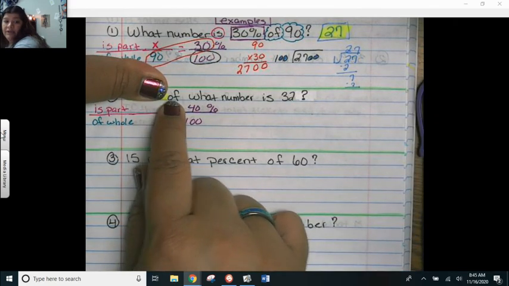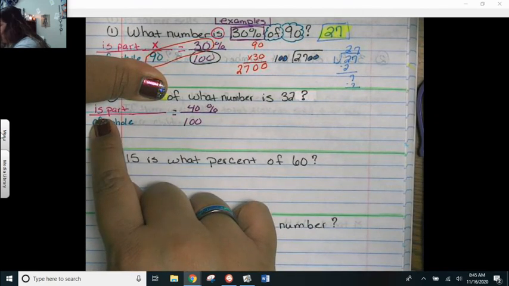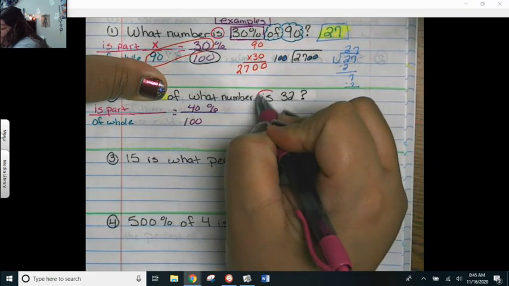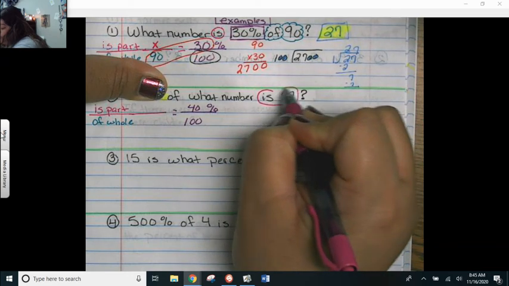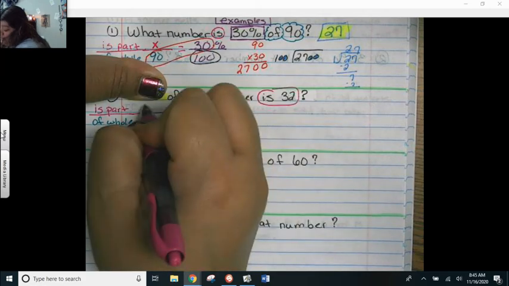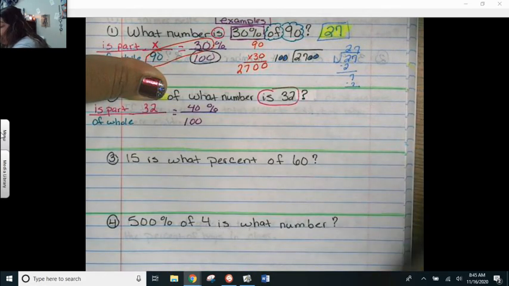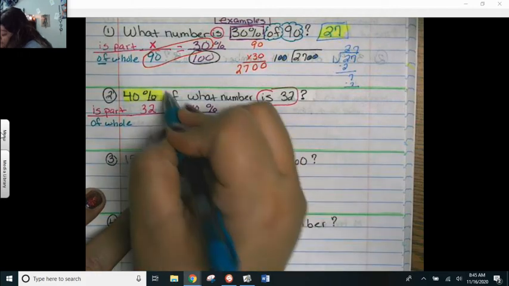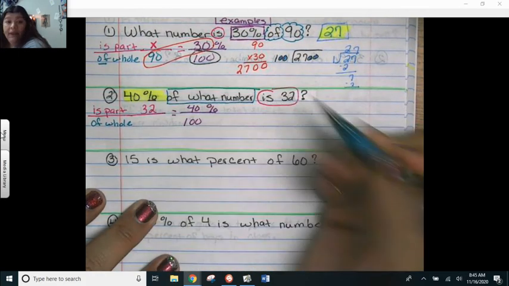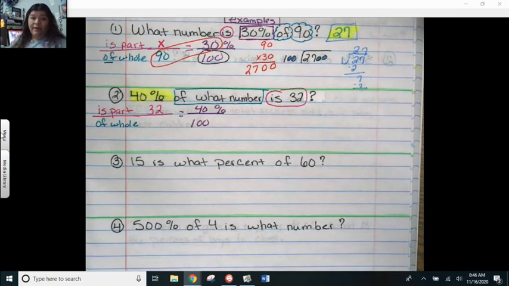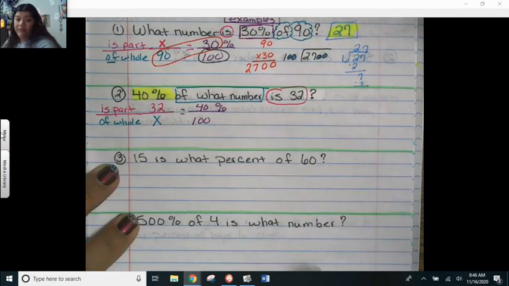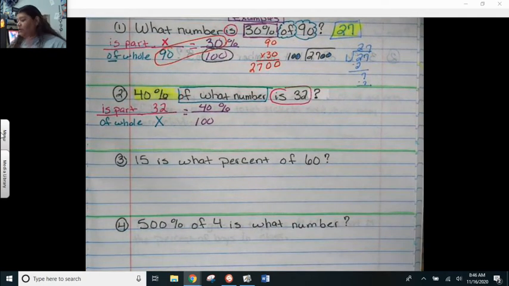Next, I see the word is. So look for the word is. Here it is. And look what's next to it. Is 32. So they belong together. So my is 32. Which means, guess which number is missing? Of. Because look what is next to the word of. What number? Remember whenever they say what number, that's the unknown. We don't know what that is. That is your variable right there. Okay, I put the letter X, but you can put whatever variable you want.